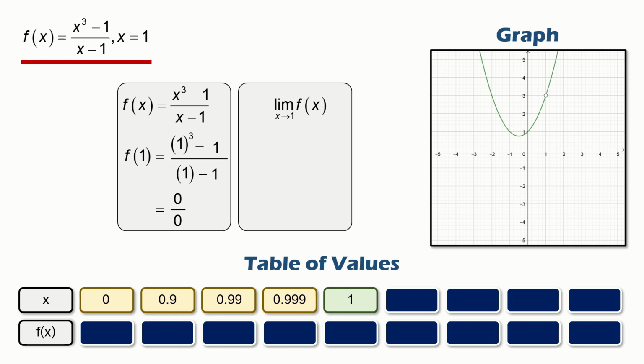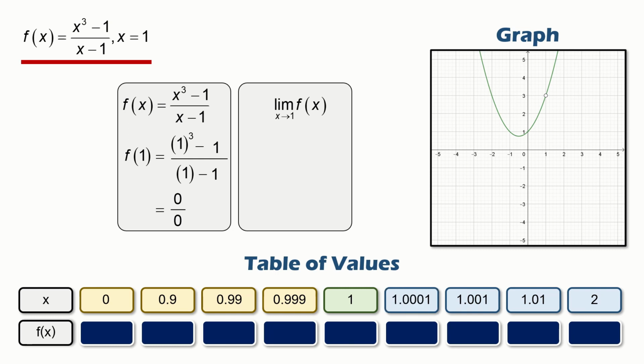I will do the same thing on the right side of 1. I selected 2, 1.01, 1.001, and 1.0001. Then, substitute each selected x value into the function. I'll give you 5 seconds to think whether to pause this video and complete the table on your own, then check your answers afterwards, or continue watching the video.